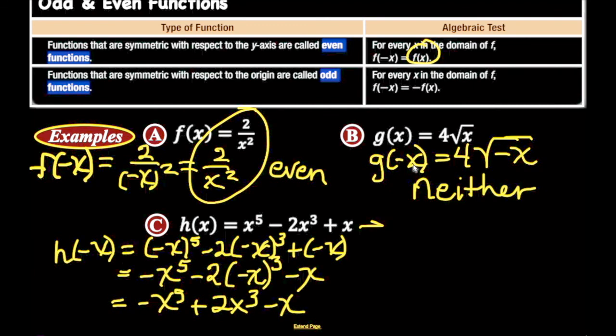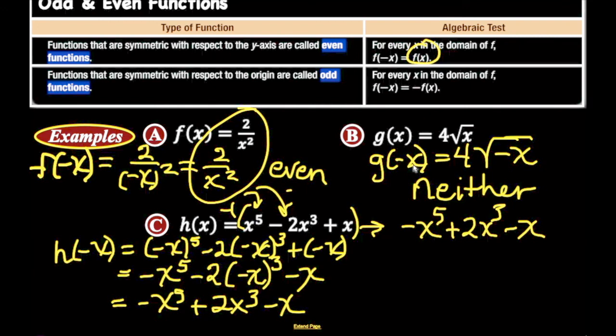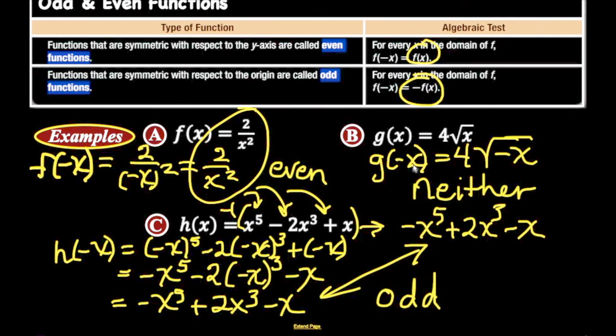Now let's see what this one would be if we took this function times negative 1. What would we get? Well, I would get negative x to the fifth plus 2x cubed minus x, if we distribute a negative 1 through that parenthesis. Then let's compare that. Is it the same thing? And it is. So that's the situation where it was an odd function, so we're going to say that one is odd. So odd, even, or neither.